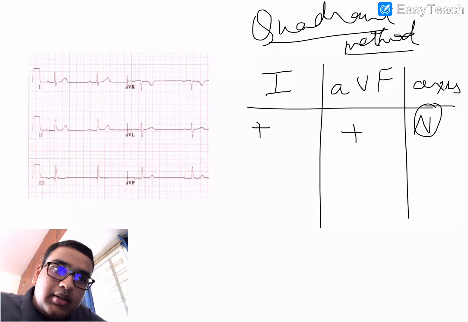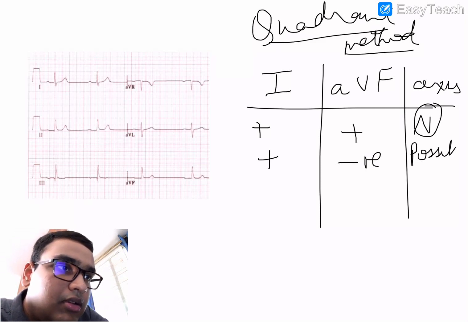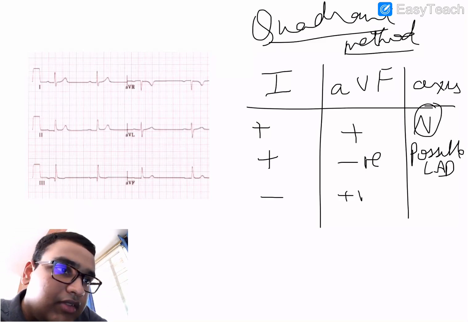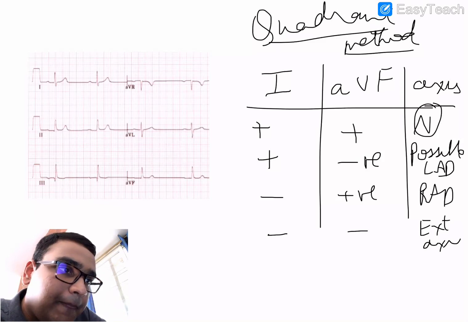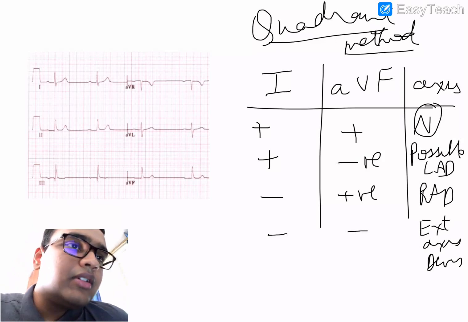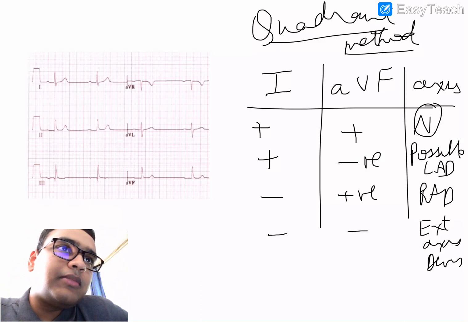If lead 1 is positive and AVF is negative, it would be a possible left axis deviation. If lead 1 is negative and AVF is positive, it is right axis deviation. If both are negative, it is extreme axis deviation. You have to remember this table, it is very important. This uses just two leads. The next method which I'm going to teach you uses 3 leads, so it can be difficult to remember, but this one is very easy to remember.